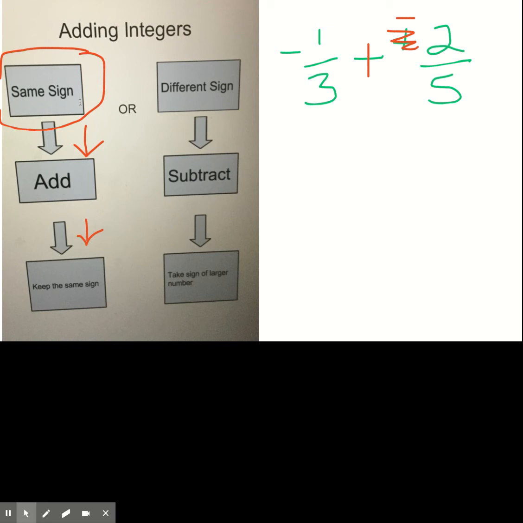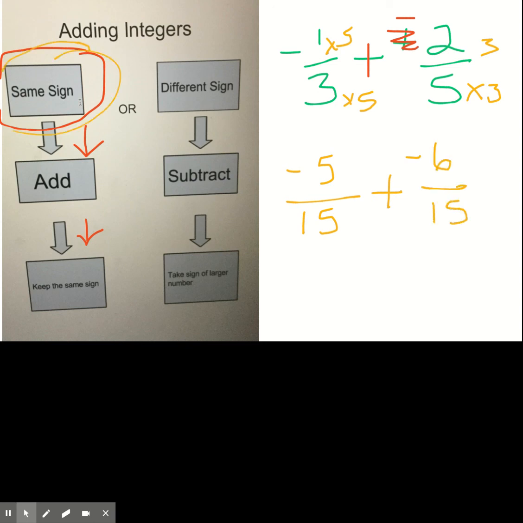Let's do it. Remember, you're going to have to put together everything you learned from before. You need a common denominator. So we're going to multiply this fraction by 5s, this one by 3s. Our equivalent fractions. Negative 1 times 5 is negative 5. 3 times 5 is 15. Negative 2 times 3 is negative 6. 5 times 3 is 15.